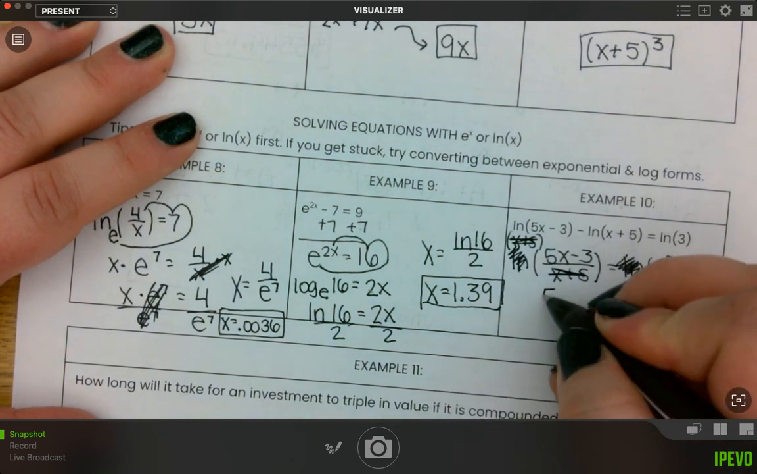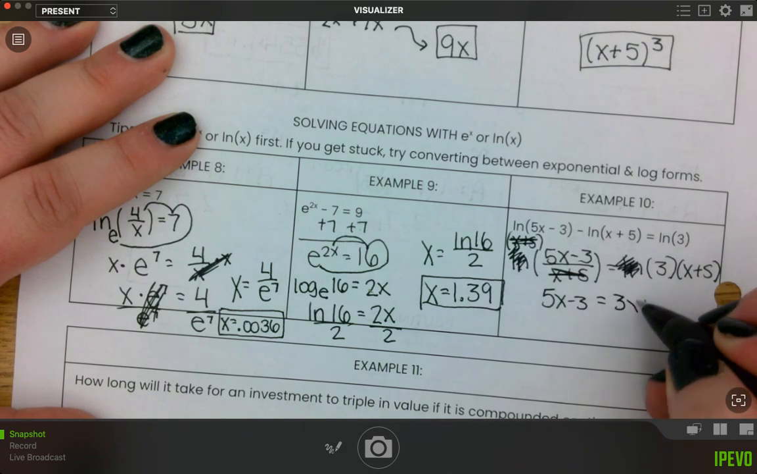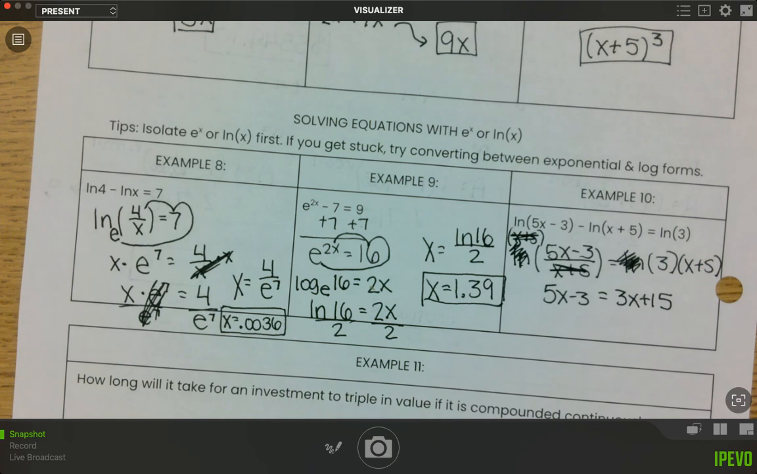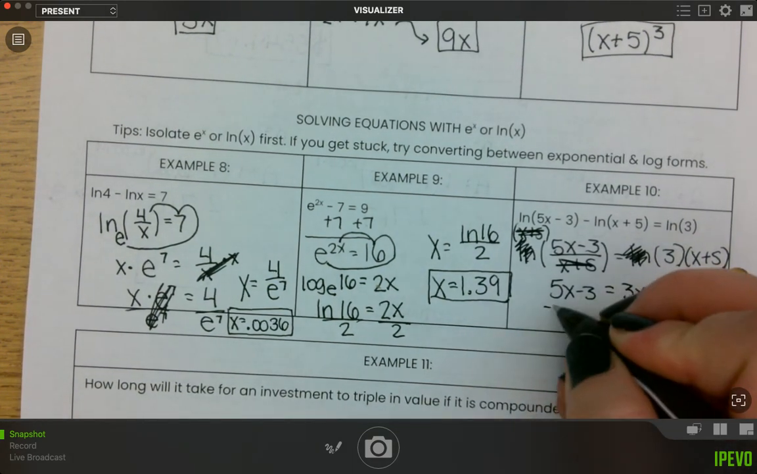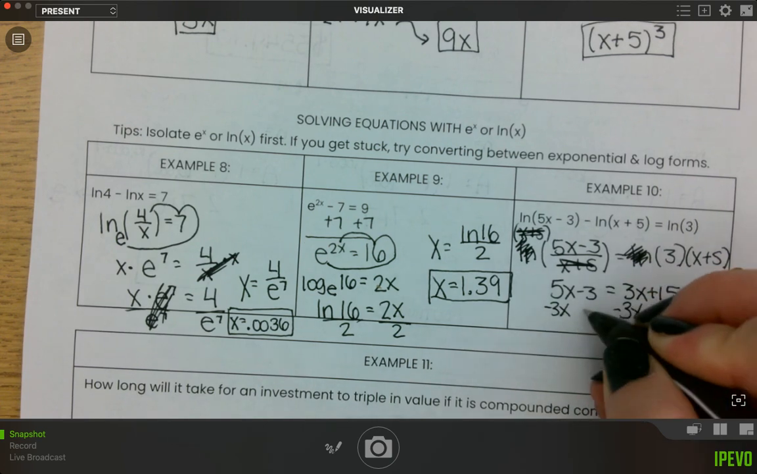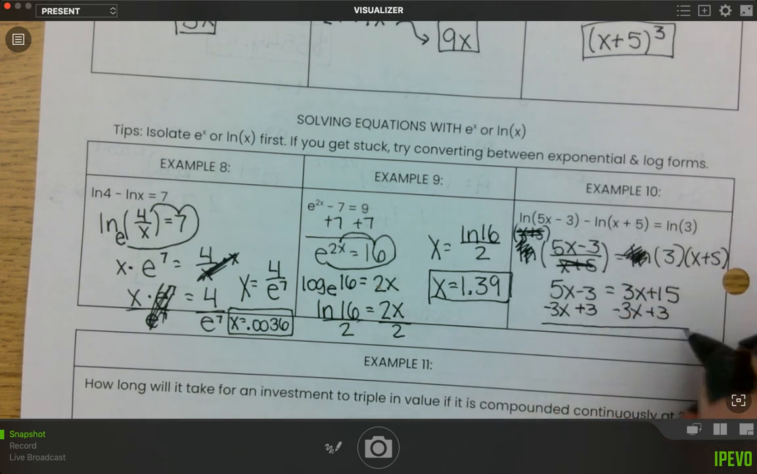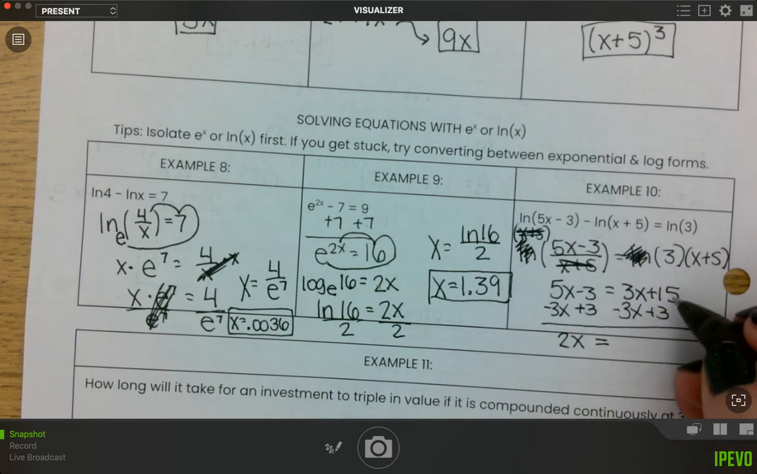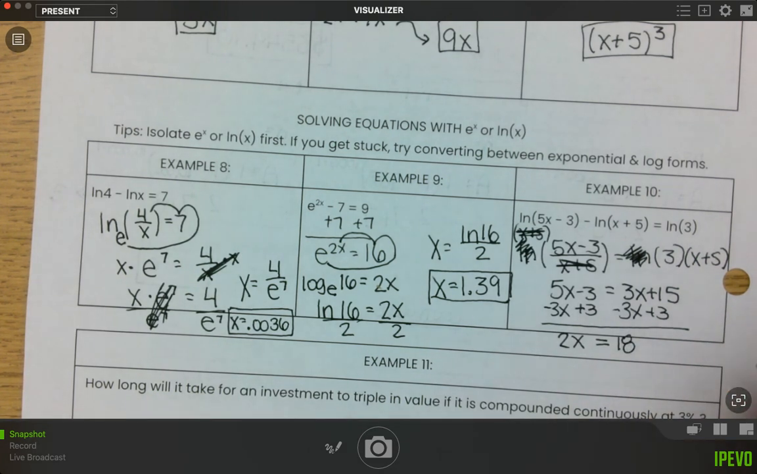And I get 5x minus 3 equals 3x plus 15. And this is just a regular equation left to solve. I'm going to minus the 3x, and then I'm going to get rid of this negative 3 by adding it. 5x minus 3x is 2x. 15 plus 3 is 18. If 2x equals 18, that means x equals 9.